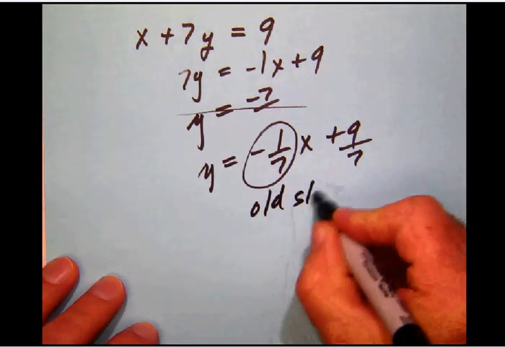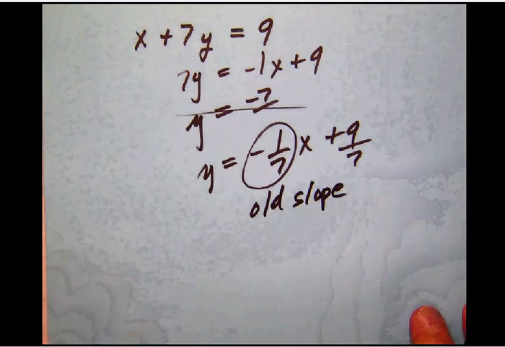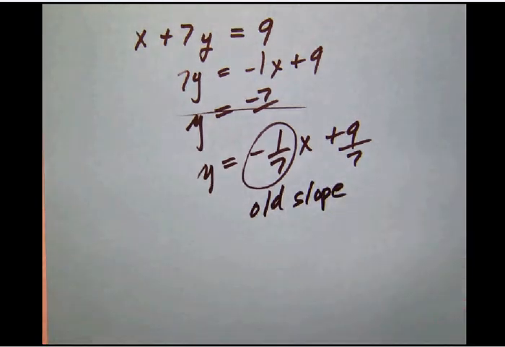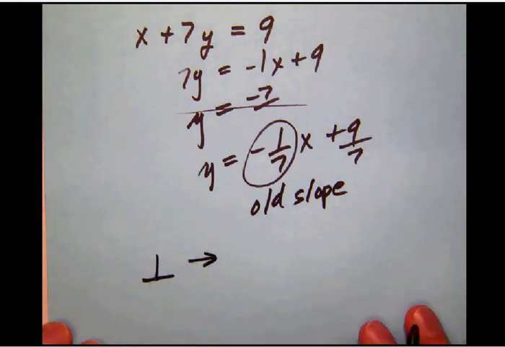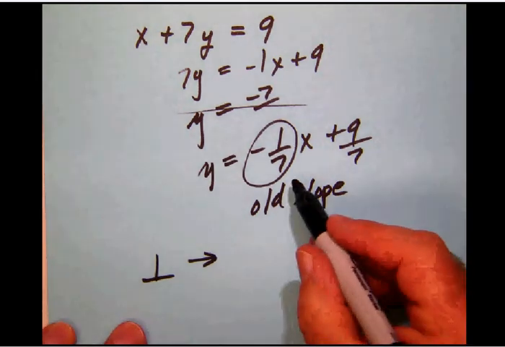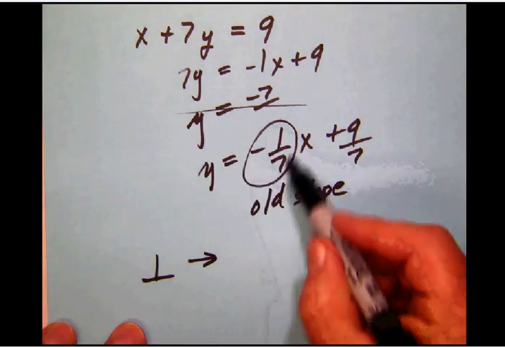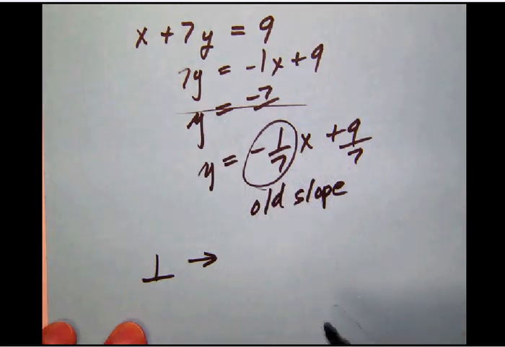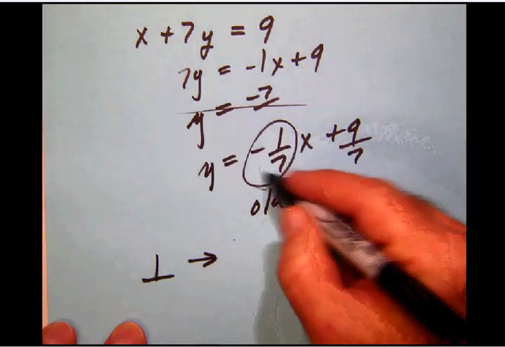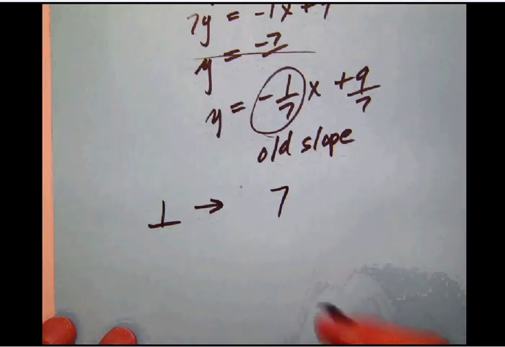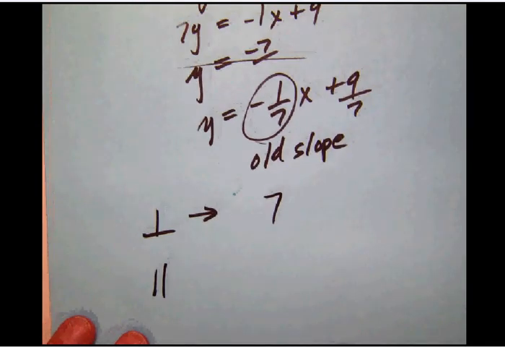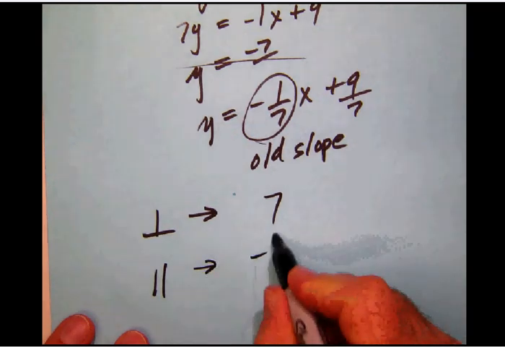Now they want us to do two things. They want us to, first of all, find the perpendicular line's slope. Remember here that the perpendicular line is going to have a slope which is a negative reciprocal. So since we have the -1/7, we can simply flip that over and change the sign. So we're going to have a slope of 7. In the parallel case, remember parallel lines have equal slopes, and so it will stay the same at -1/7.